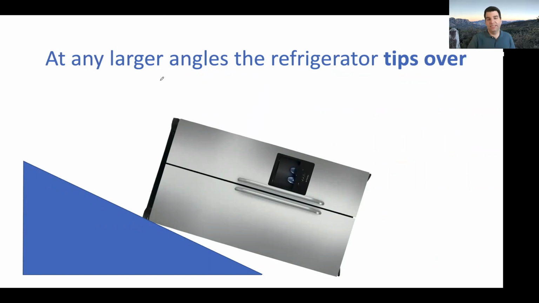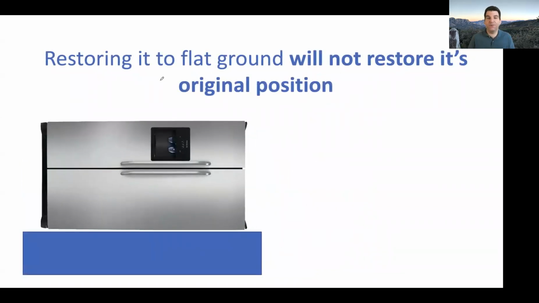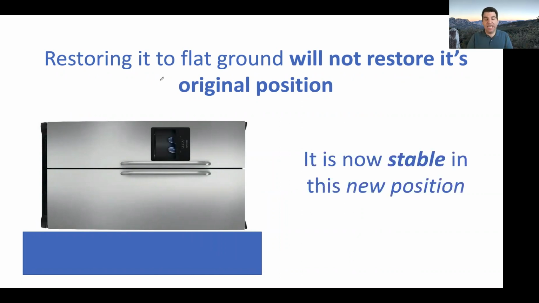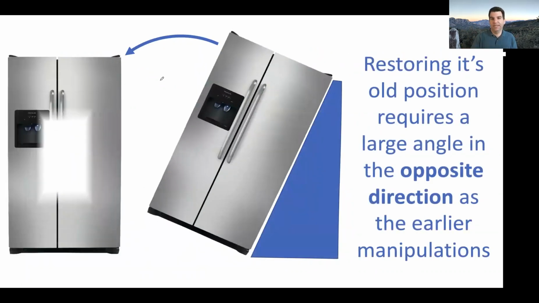Not only is it not going to right itself, but if you were to fix the floor so that it was level again, the refrigerator is going to stay in this new configuration. It will not restore its original position. It is now stable in this turned over position. The only way you can get the refrigerator back into operating condition is actually to take the floor and tilt it the other way to an extreme amount. And that other way will finally end up restoring the refrigerator to this point where it is operational once again.